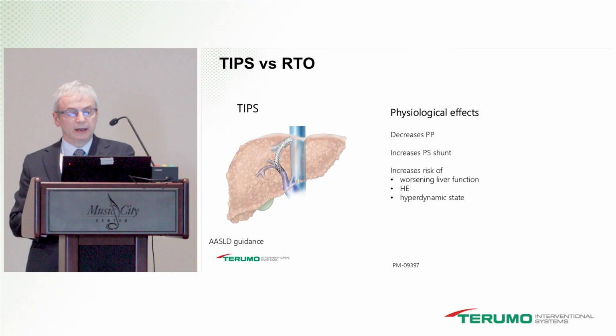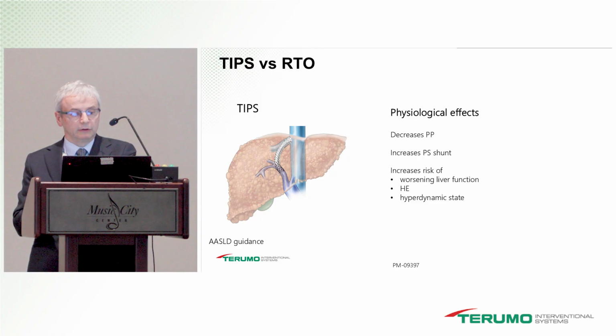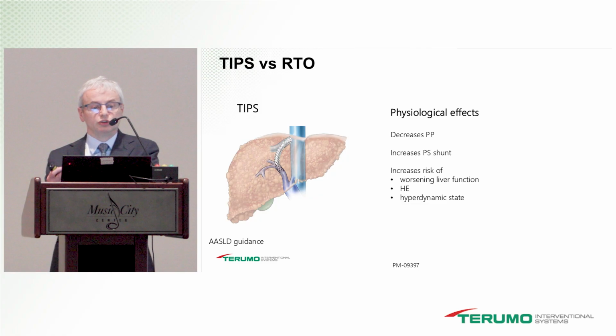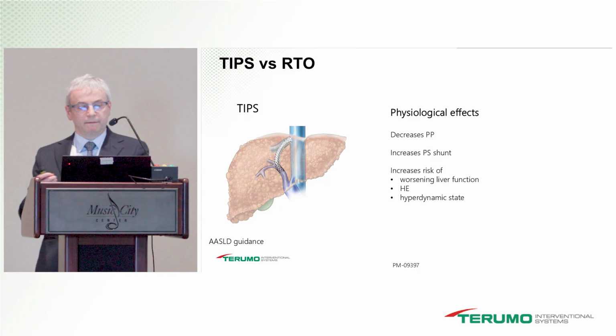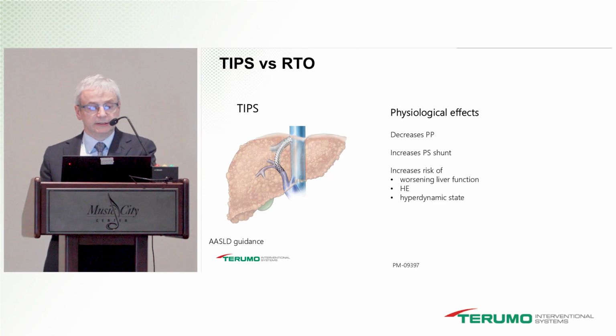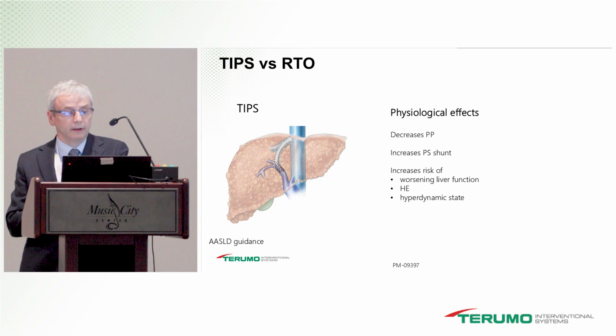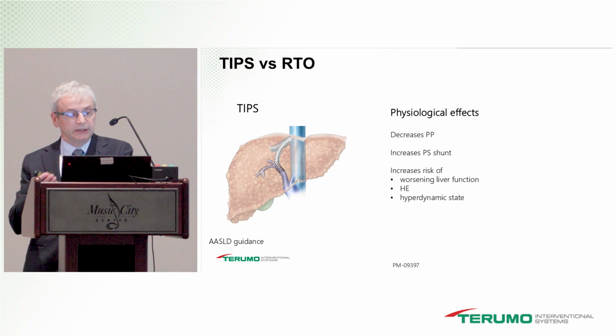And it induces a hyperdynamic state. So my impression is that TIPS was initially thought of as a short-term treatment, as a bridge to something. But when you have a portosystemic shunt in your liver working for 4, 5, 6 years, especially in patients, for example, that stop drinking, they have like a second disease.